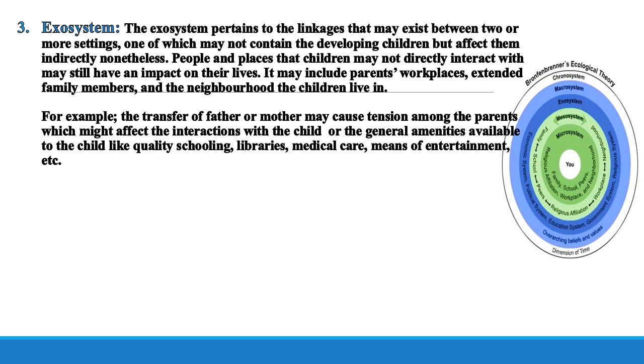Okay, emotional development basically. And the general amenities available to the child like quality schooling, libraries, medical care, means of entertainment, etc. This all might be affected just because of the transfer of father or mother. Alright? So one change of living might affect the whole system of the family. That's what is exosystem. Alright? Even though not directly but indirectly, it is having an effect on the child, on the child's development.